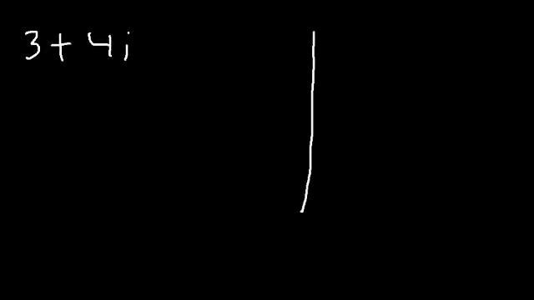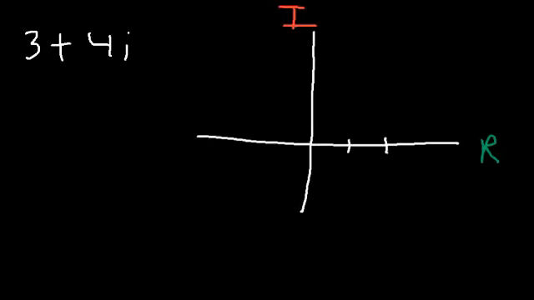So let's make a graph. The x-axis is the real axis. The y-axis is known as the imaginary axis. So the real part of the number is 3. So you want to travel 3 units to the right. The imaginary part is 4. So you want to go up 4 units. So the point 3 plus 4i lies right here.